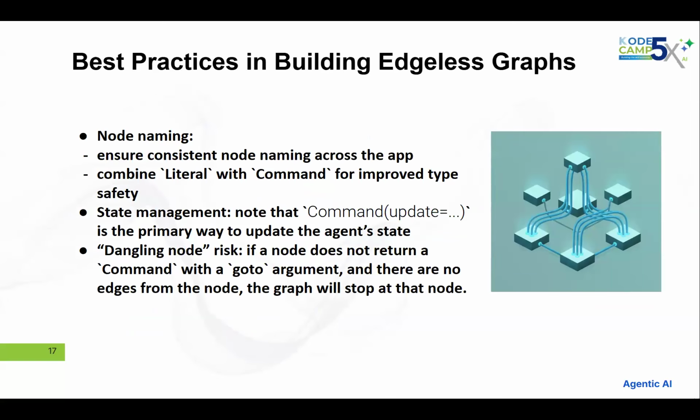So what are the best practices when you're trying to build headless graphs? Firstly, how do you name the nodes? Your nodes need to have consistent names across your application. Consistent naming is an important principle in software engineering as a whole, so it's also important here. Your node naming should be consistent across the app.